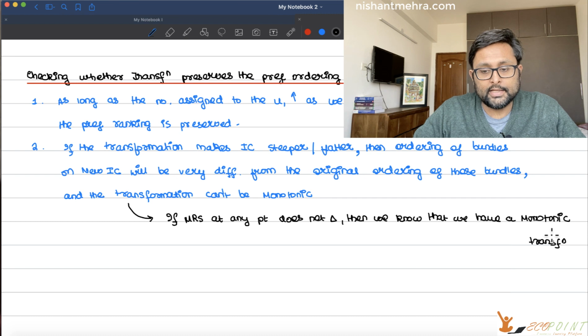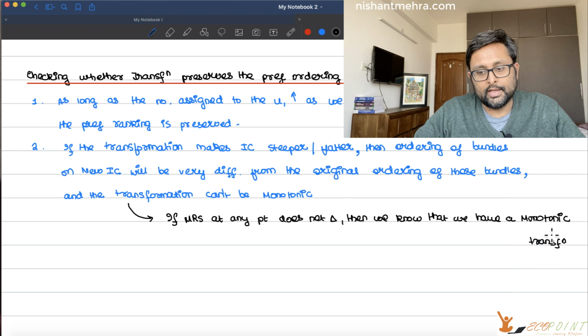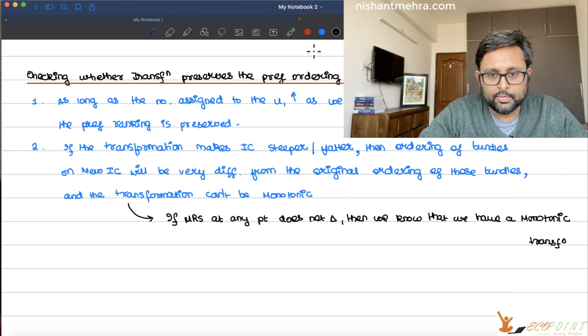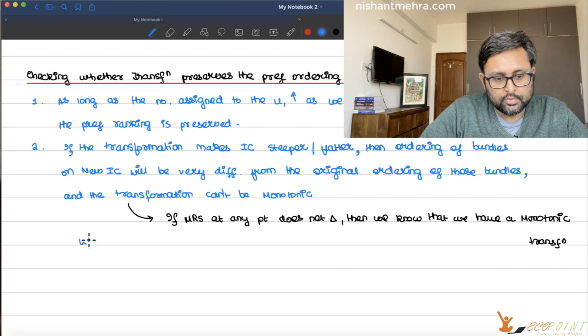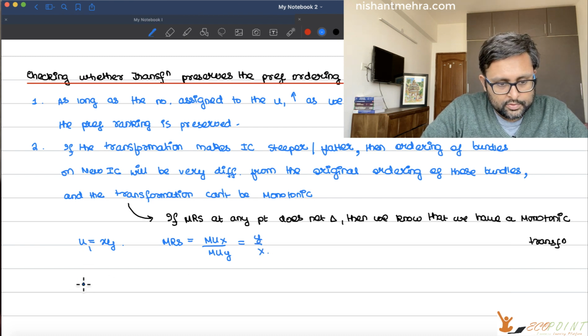And the MRS at any point, so you take up a slope, you take up a ray from the origin, and so the original indifference curve and the new indifference curve, the MRS should not change along that ray, right? So what you can probably say is this: u is equal to xy. What is MRS? It is MUx upon MUy, which is y by x, that is u1.